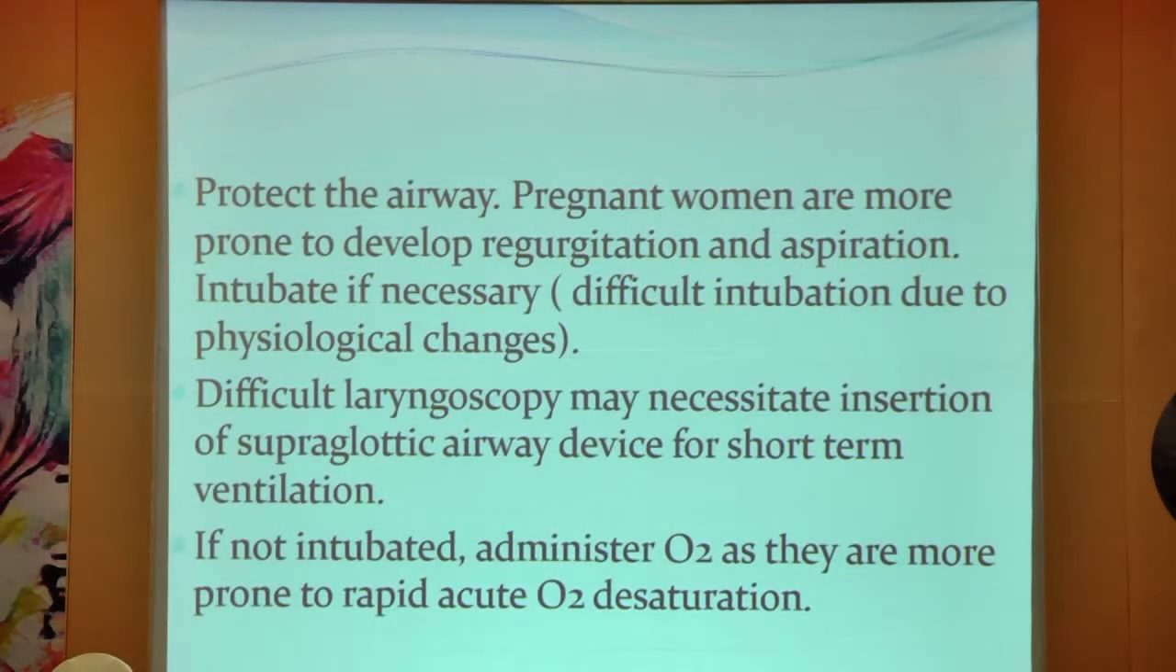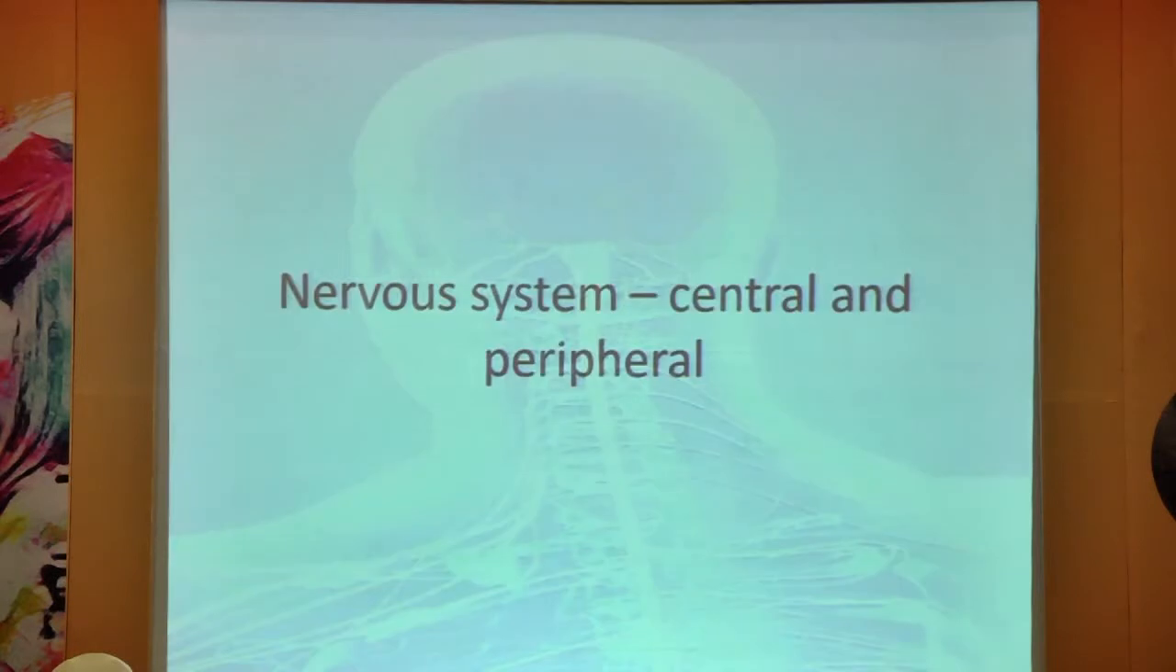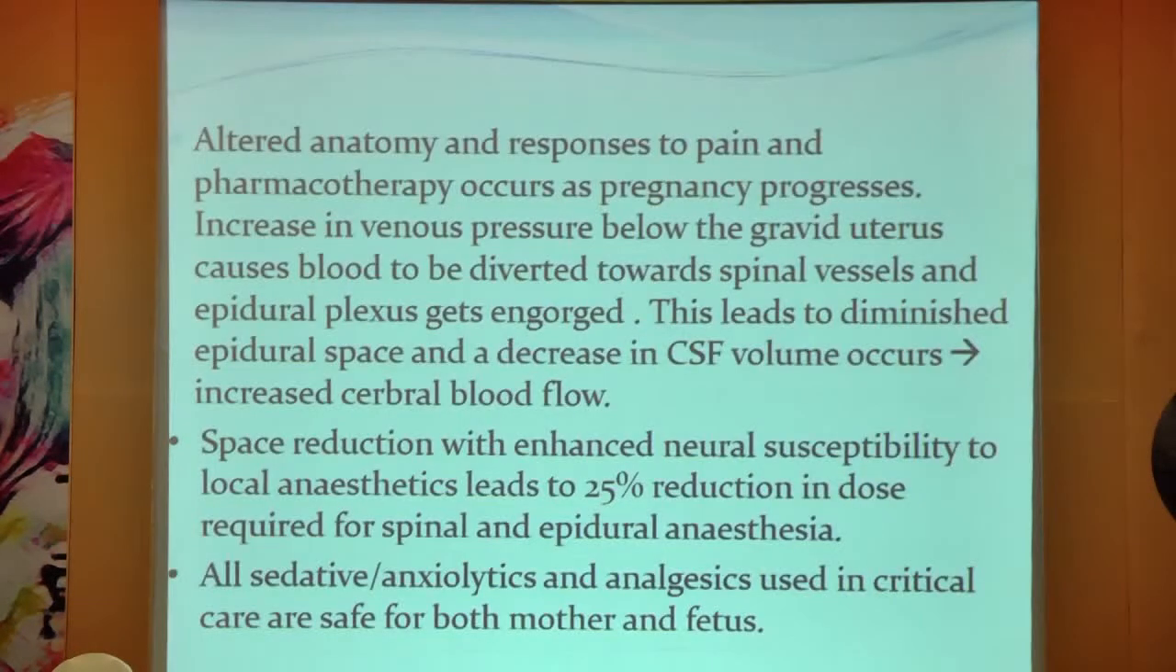So we should protect the airway. They are more prone to develop regurgitation and aspiration, so intubate if necessary. If it is difficult to intubate, LMA should be kept in mind. If you are not able to intubate, administer oxygen, as they are more prone to rapid acute oxygen desaturation. Coming to the nervous system, altered anatomy and responses to pain and pharmacotherapy occur as pregnancy progresses.